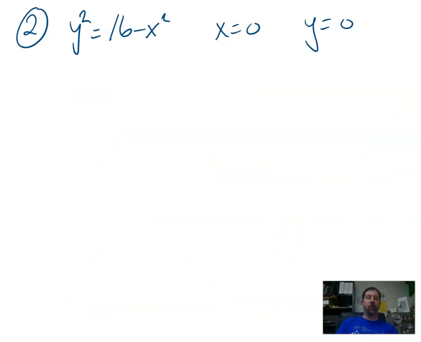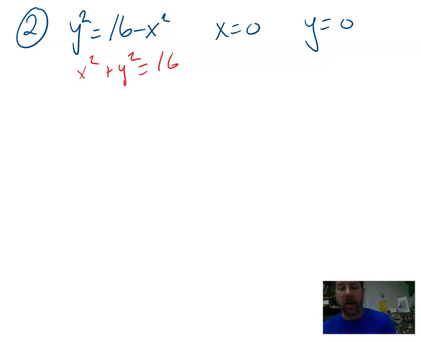Okay, here we go. Next problem. y squared equals 16 minus x squared, x equals 0, y equals 0. And again, we want to revolve this around the y-axis. This one here is a little bit trickier. We've got to recognize what function we're dealing with. y squared equals 16 minus x squared. If I add x squared to both sides, you might recognize this better. What you've got to be able to do is recognize formulas. Oh, that's a circle. x squared plus y squared equals r squared.